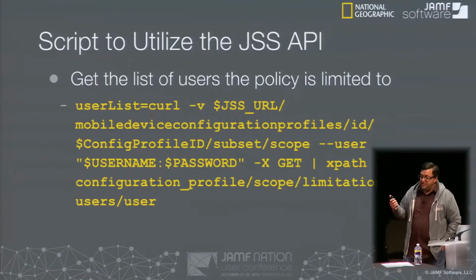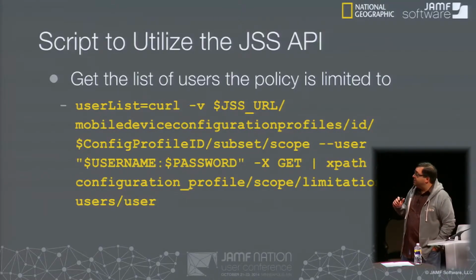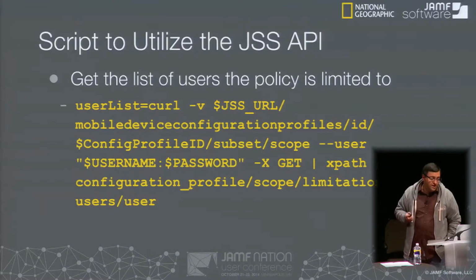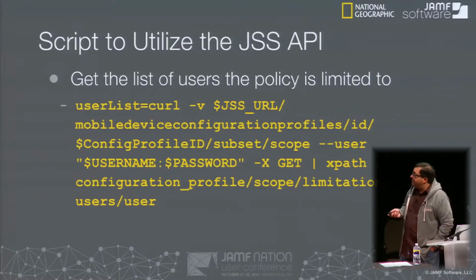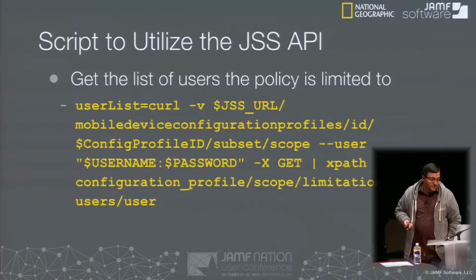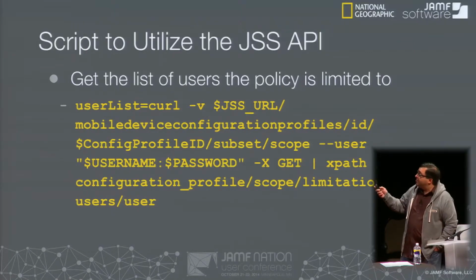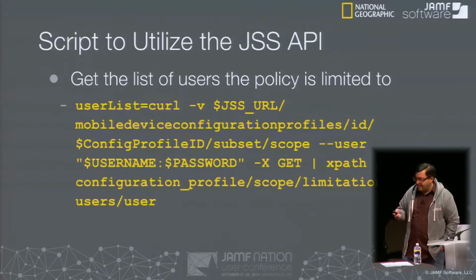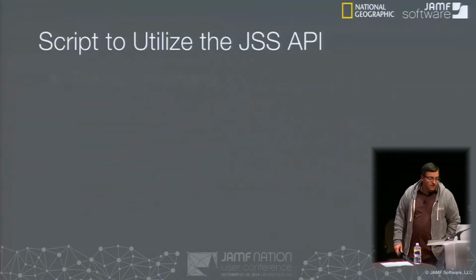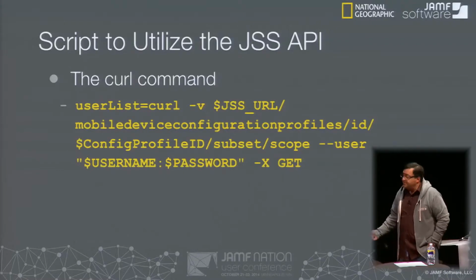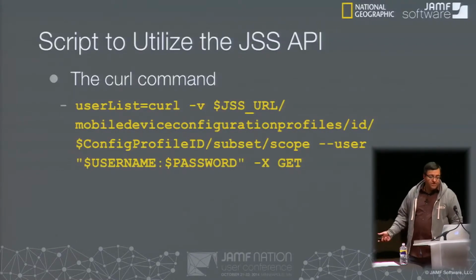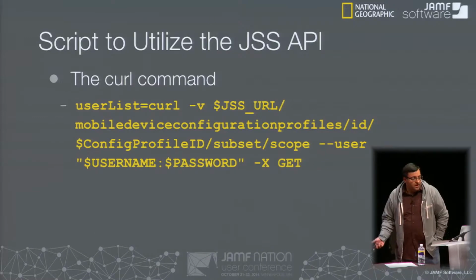So this is the step where we read the list of users out of the scope for our configuration profile. I'm going to go into more detail about what this is in the next slide. But what we're doing is we're going to use curl to get the list, and then we're going to pipe that to XPath to parse what we want out of that XML. So curl is a command line tool to transfer data to or from a server.